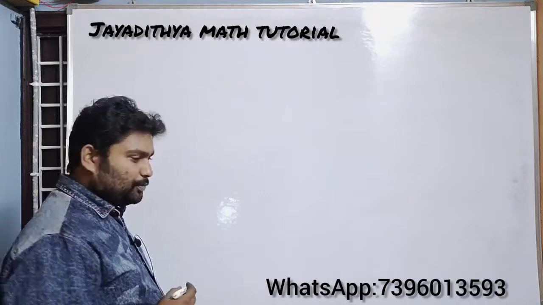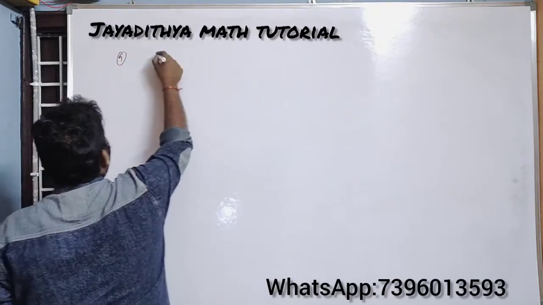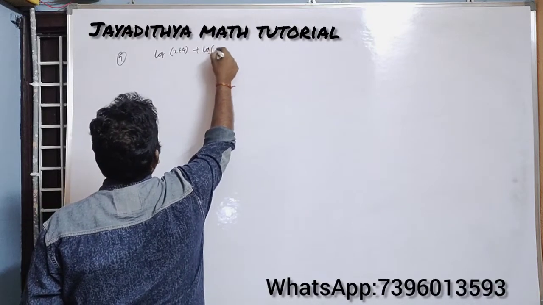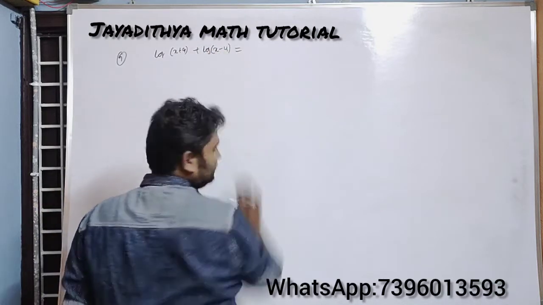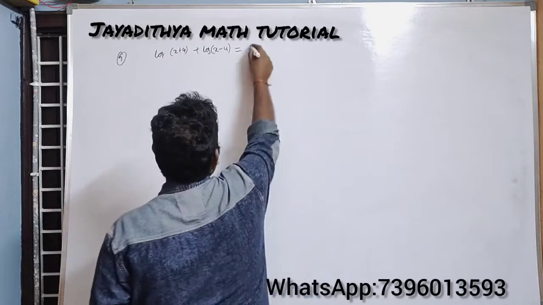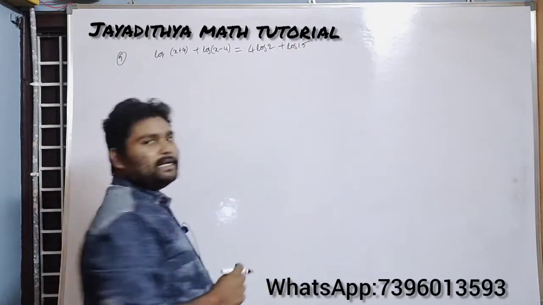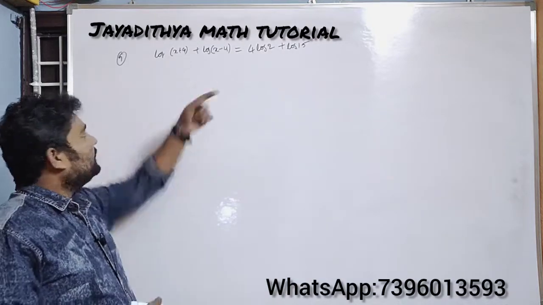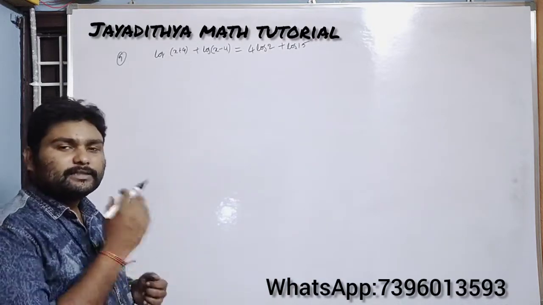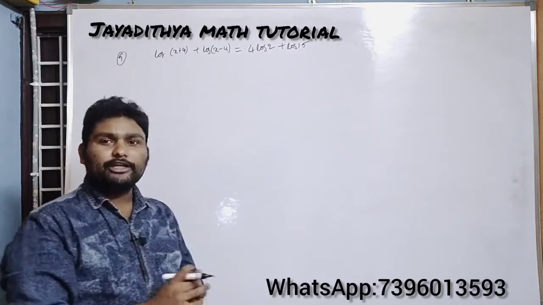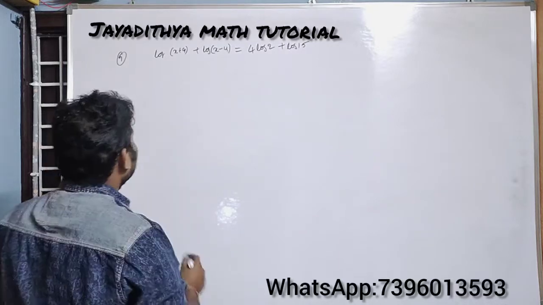Okay, let us go for the 9th problem. It is given that log(x plus 4) plus log(x minus 4) is equal to 4 log 2 plus log 15. Find the value of x. It is given like this. So how to solve this one? Just stick to the basic identities and keep simplifying. Then you will get the x value. Okay, let us go like that.